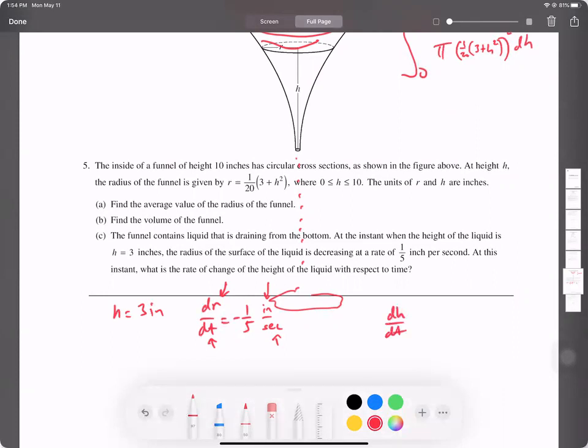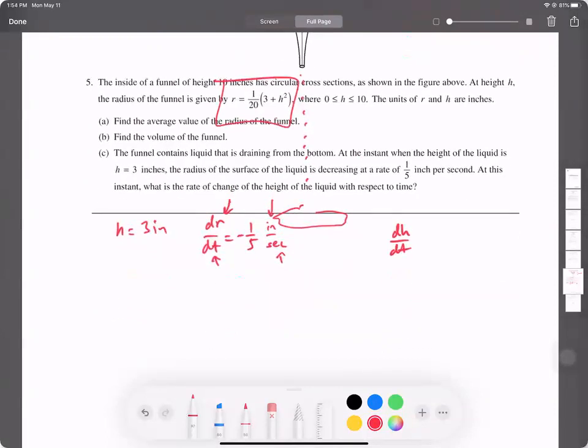Okay, so the hint here is that when you write out dr dt and you write out dh dt, you realize I need to find the derivative of r and h. Well, looking back, they gave me one equation that has both r and h. So all we have to do is take the derivative of that. If I take the derivative of r, it's dr over dt equals 1 over 20. That's a constant. And then we have to take the derivative of 3 plus h squared, which is 2h dh over dt.